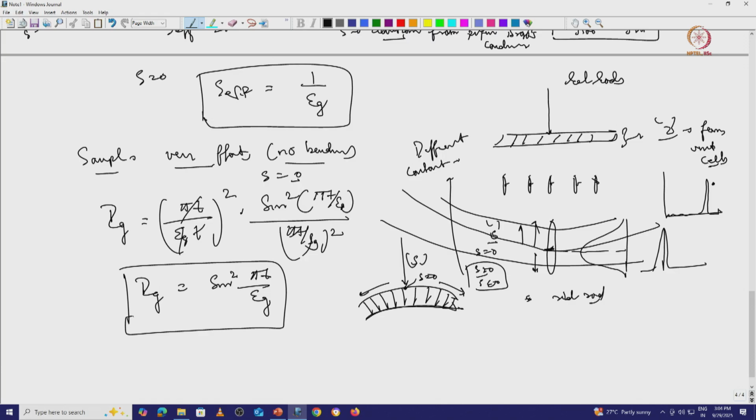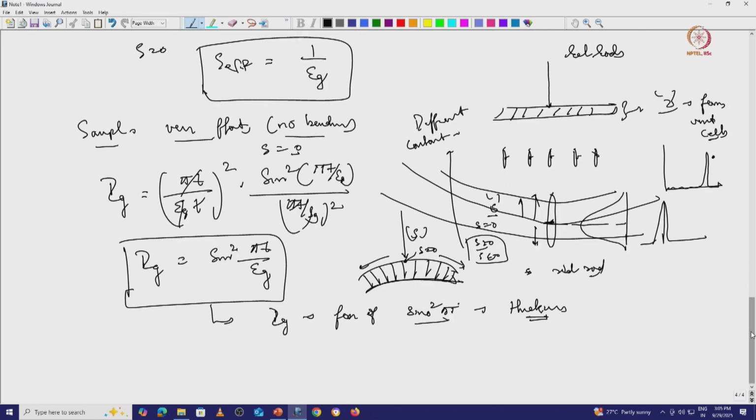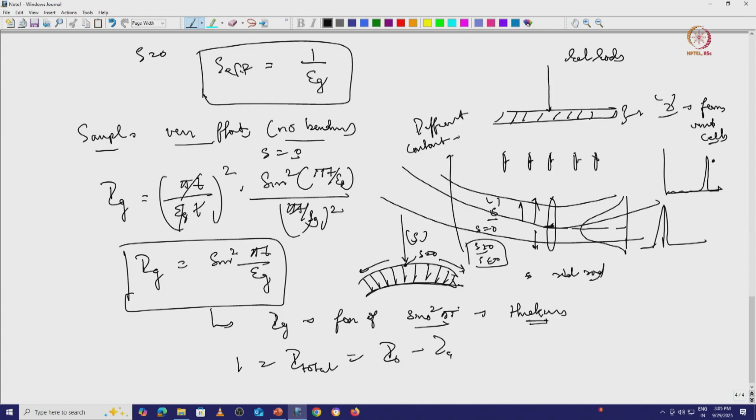Okay. With this what we infer is Ig is a function of sine square pi t and also a function of thickness. Okay. So if your total intensity is 1, which equals I total, then your incident intensity plus Ig, then your I0, the undeflected intensity is equal to 1 minus Ig.